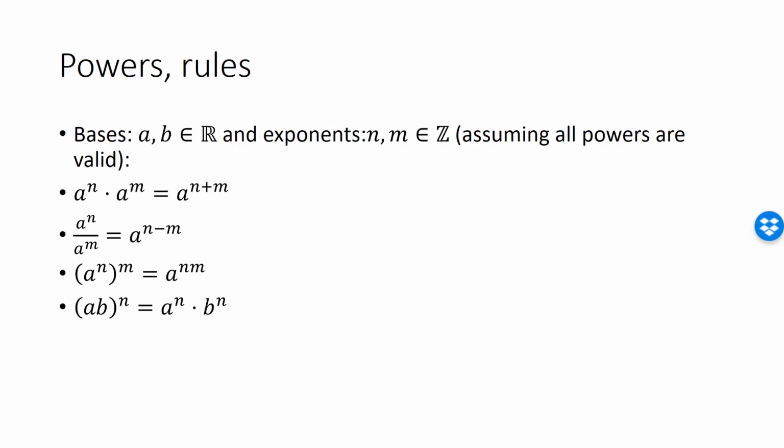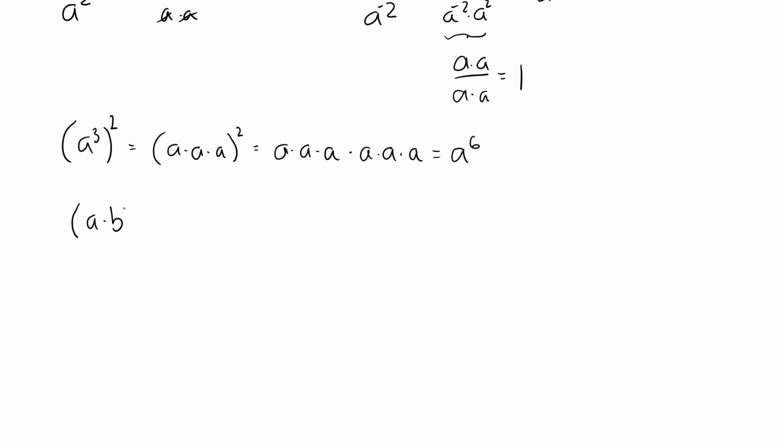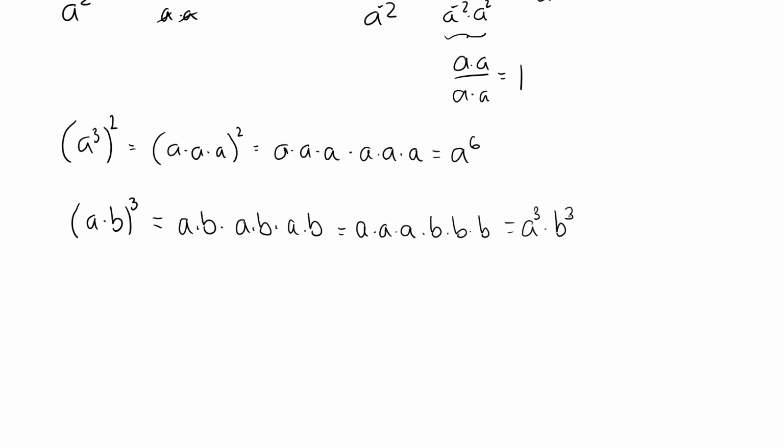In the next rule, we have a power where the base is a product of two numbers. So I have the product of a and b, and that whole thing raised to n. I can write this as a to the n multiplied by b to the n. Let's see why. Let's say that I have a times b raised to 3. By definition, this is a times b times a times b times a times b. Since multiplication is associative and commutative, I can write this as a times a times a times b times b times b, which is a to the 3 times b to the 3.